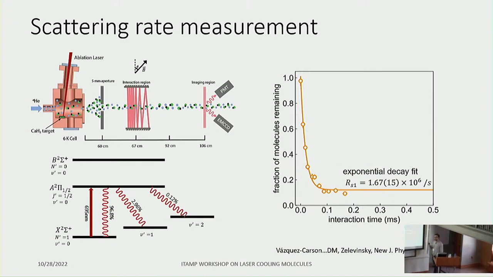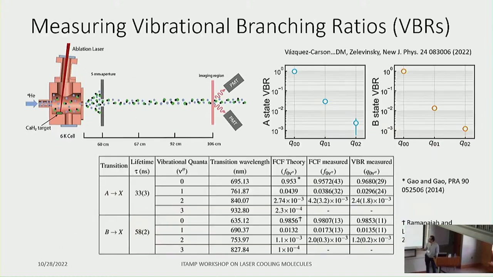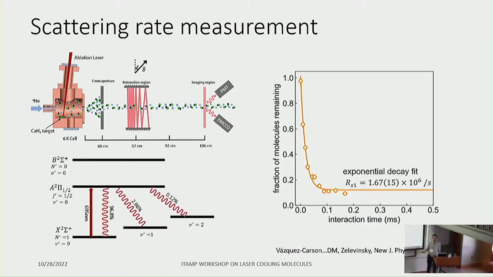enough. Not only do you need good branching, you also need to be able to scatter a lot of photons very fast. So what you need is a good scattering rate. Fortunately, we knew the lifetimes of these states. The A state, as I mentioned in the previous slide, has a 33 nanosecond lifetime, which is actually a pretty good lifetime when it comes to scattering rate. Calcium fluoride has order 20 nanosecond lifetime.